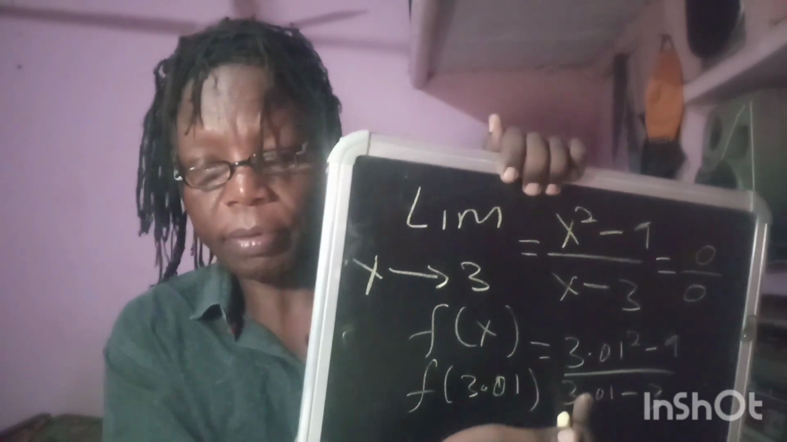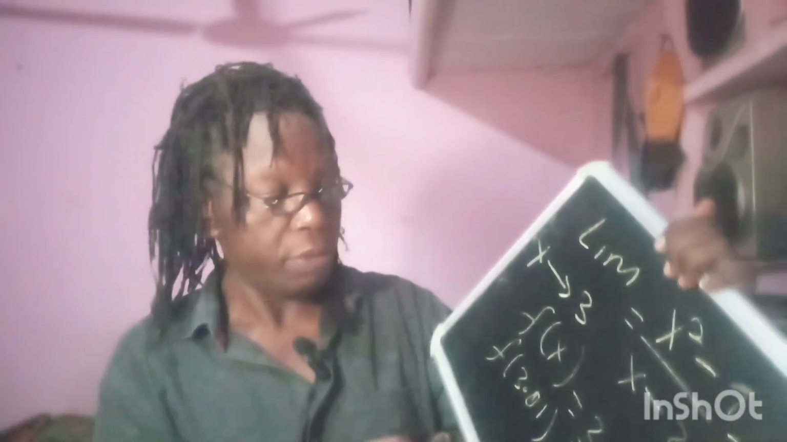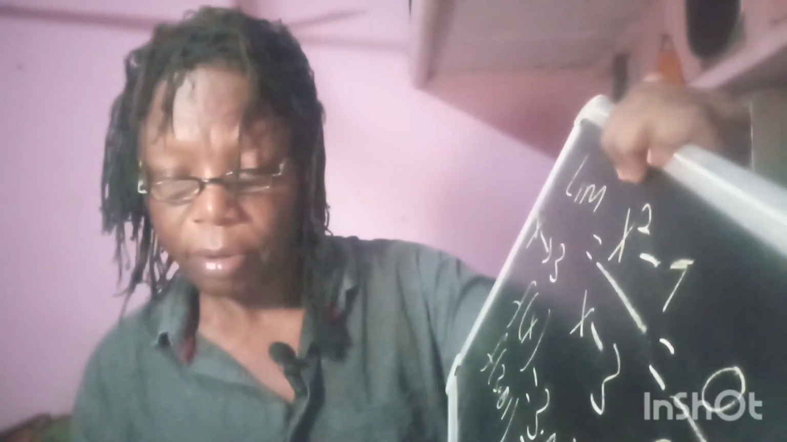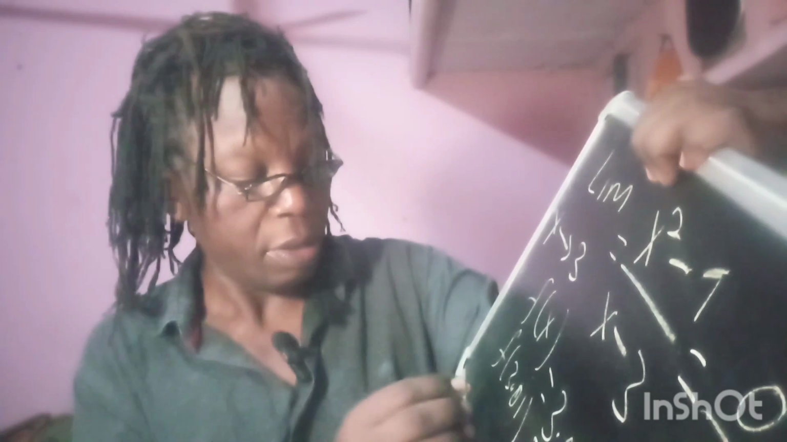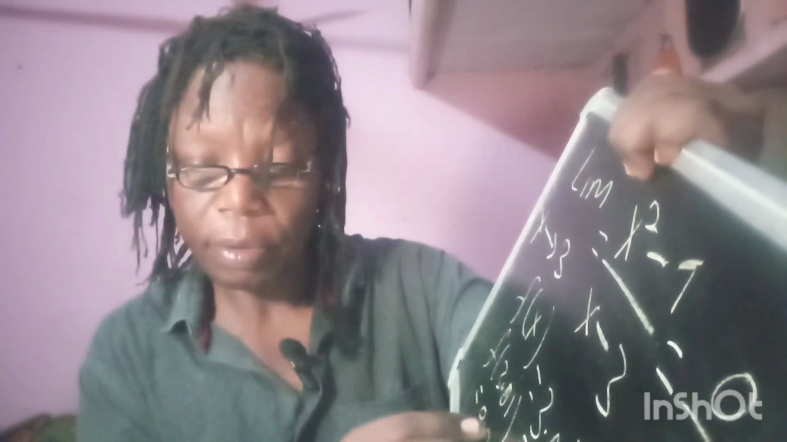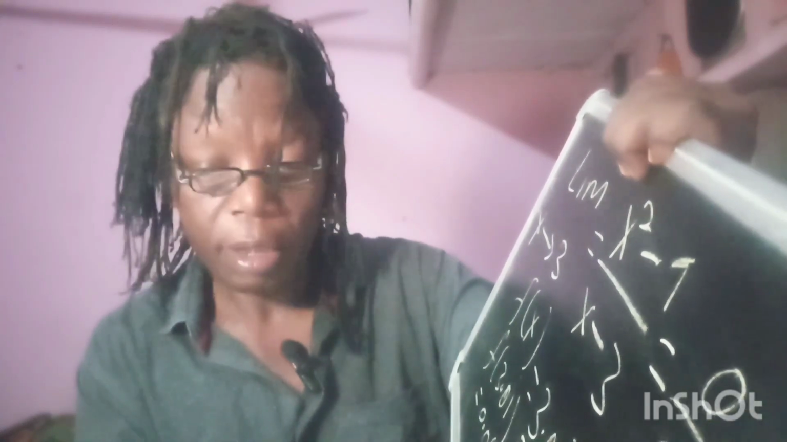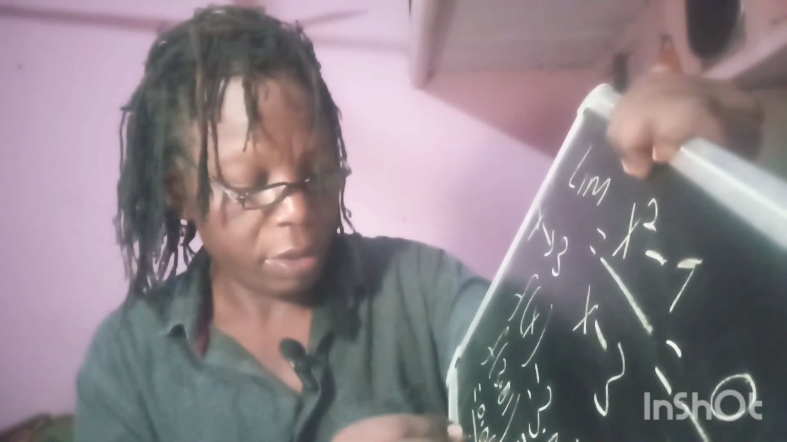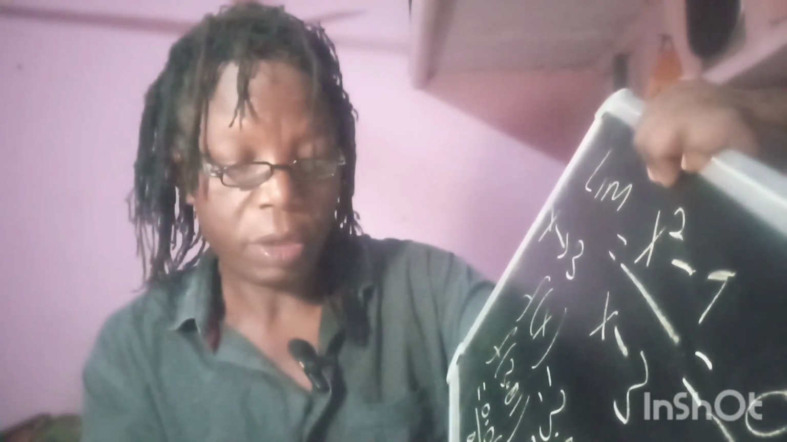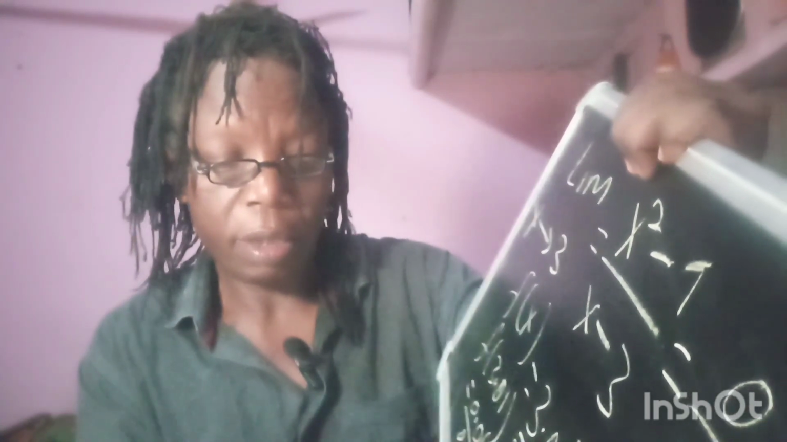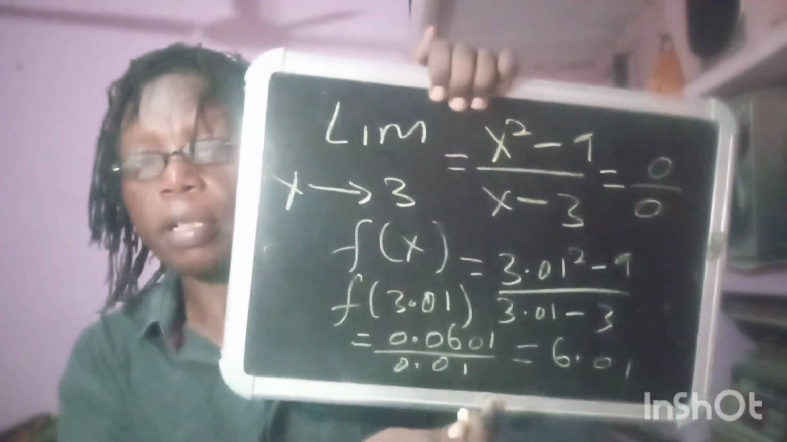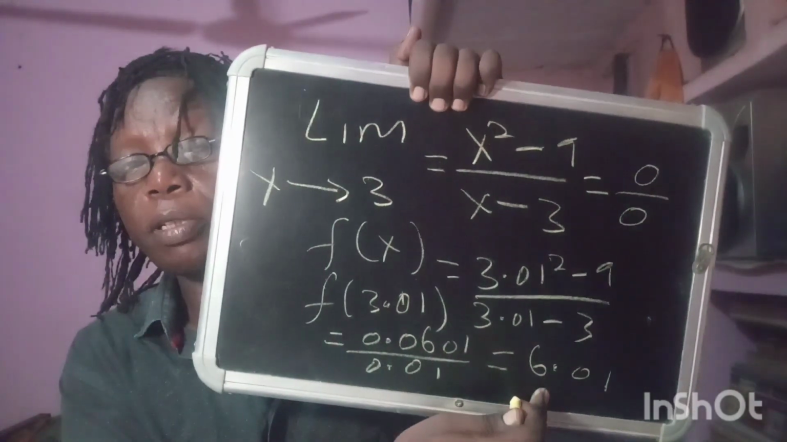Okay, we're going to do the maths here. Once we do this maths, as usual, my board is small, but I try to squeeze this. We're going to get 0.0601 over 0.01, which is equal to 6.01. If you do the math and plug it into your calculator, you're going to get this as the answer. You can see what is happening.